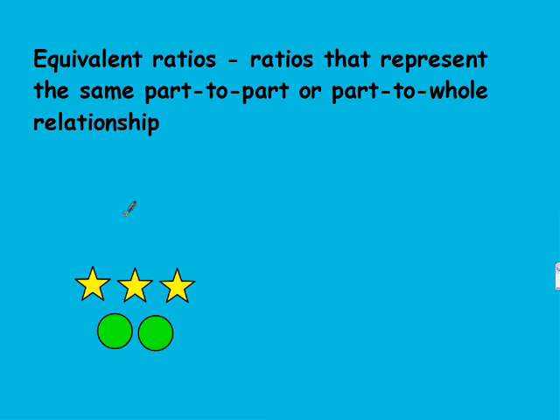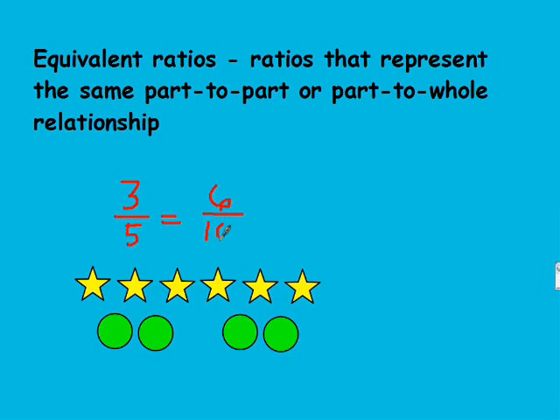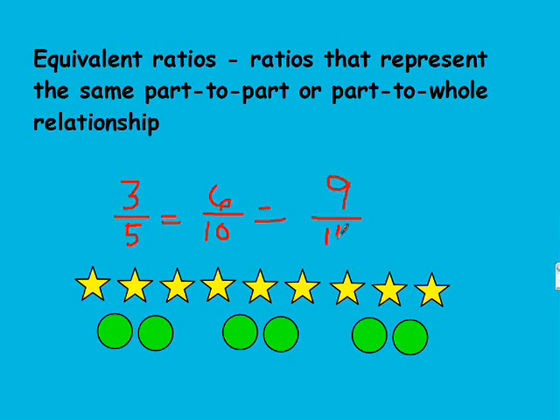Equivalent ratios are ratios that represent the same part-to-part or part-to-whole relationship. They're closely related to proportions. So there are 3 stars for every 5 shapes, or we could also say there are 6 stars for every 10 shapes. Or 9 stars for every 15 shapes. And so on.